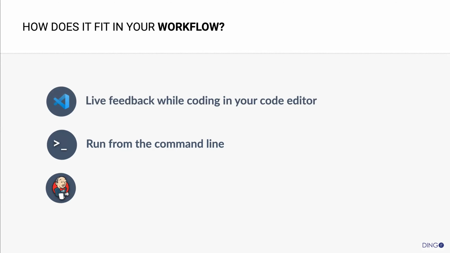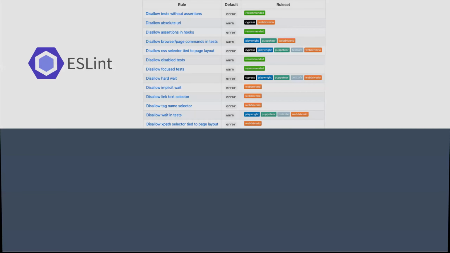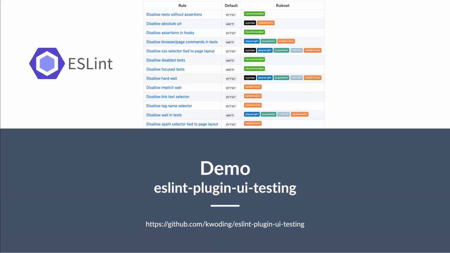So how does it fit in a workflow? While you're typing in your editor or your IDE, you get live feedback, just like we just saw in the ASTExplorer.net. You can run it from the command line, and because you can run it from the command line and get feedback like a failure or a success, you can integrate it in your build process, in your CI pipeline. Okay. So let's dive into the demo.